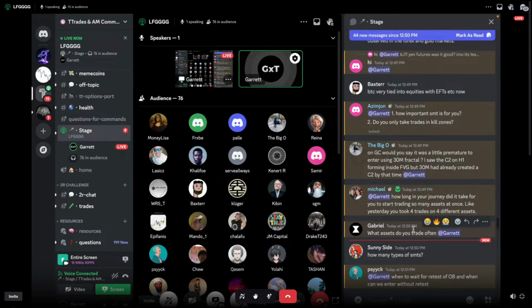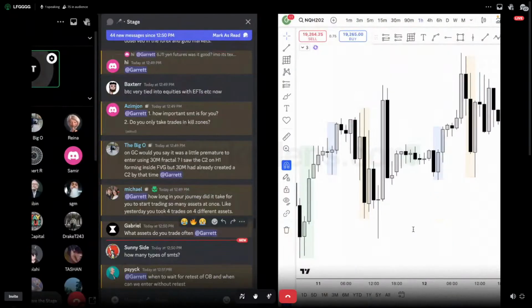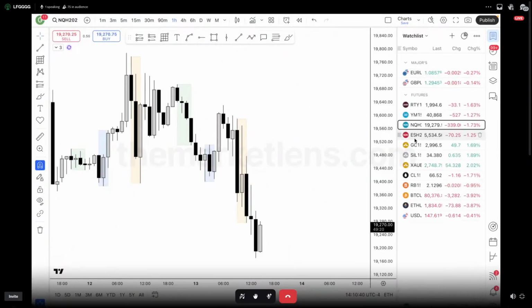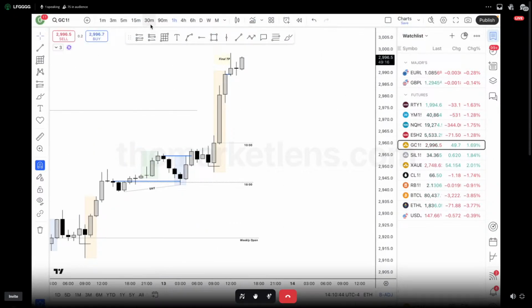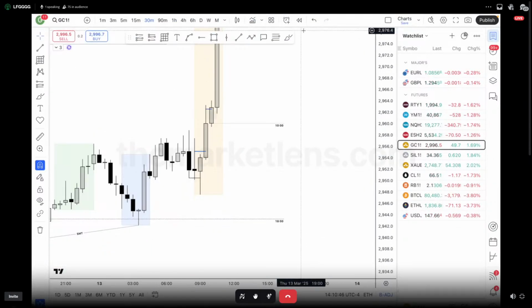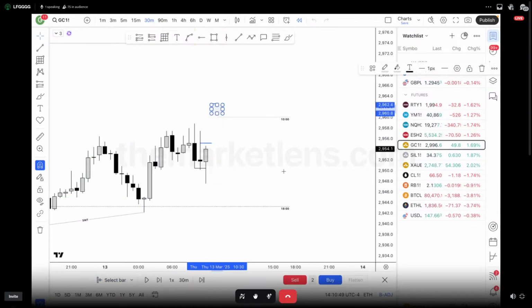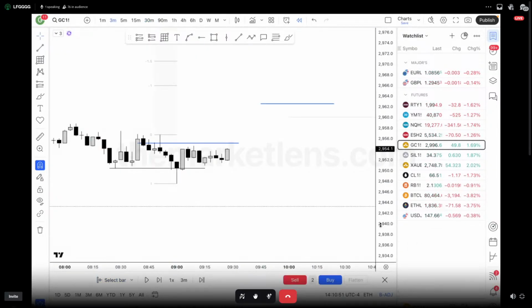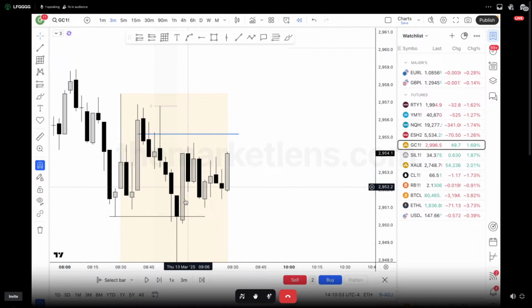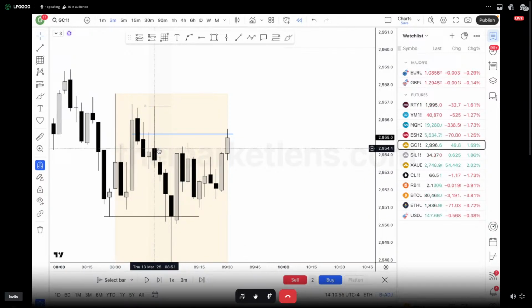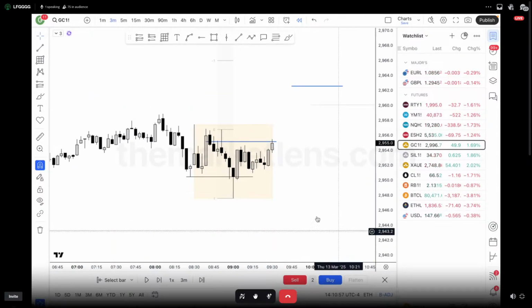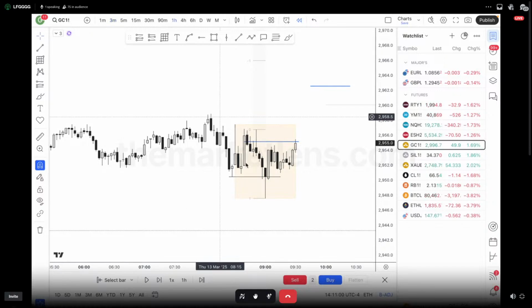On GC, would you say it was a little premature to enter 30-minute fractal? I saw the C2 only 1 hour forming inside the fair value. Not necessarily. I don't think it's horrible. But I don't really see what trade y'all are taking though. Like, I don't see an opposing candle. Maybe right here. Was it this y'all taking? Okay, I assume you took this right here. Okay, I see. If you're talking about that, then not really. It's not really premature necessarily.